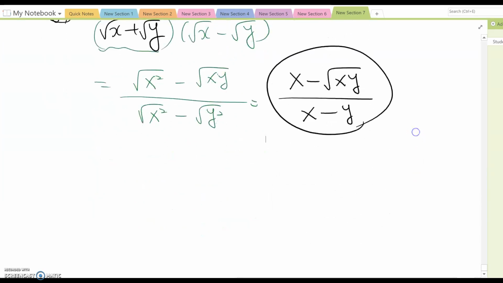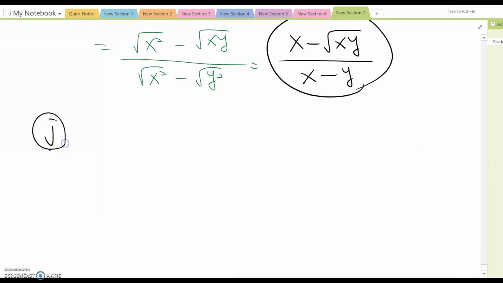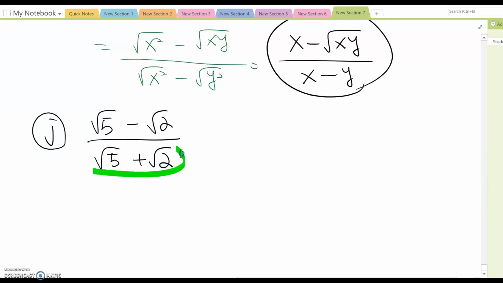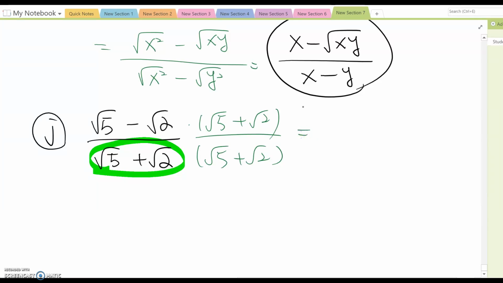So what about J? J is root 5 minus root 2 over root 5 plus root 2 here, right? So as you see, this is still a binomial. You are multiplying by the conjugate of this one, which is root 5 plus root 2. Then this becomes now, minus.